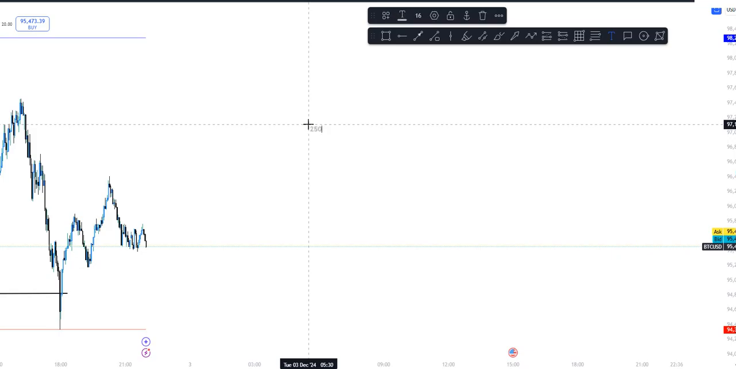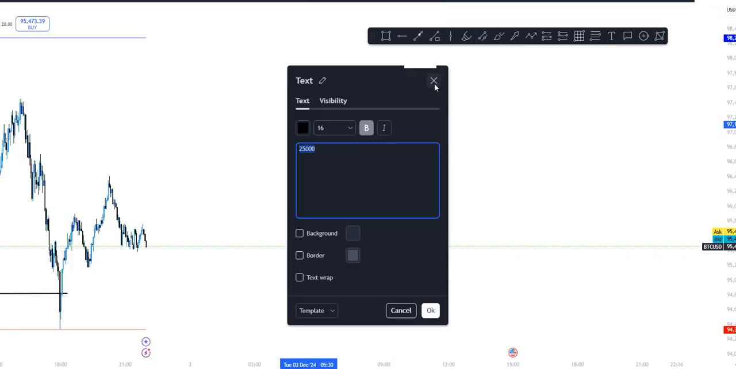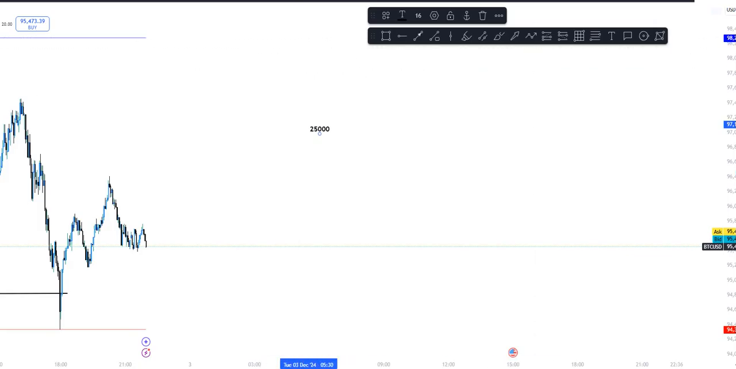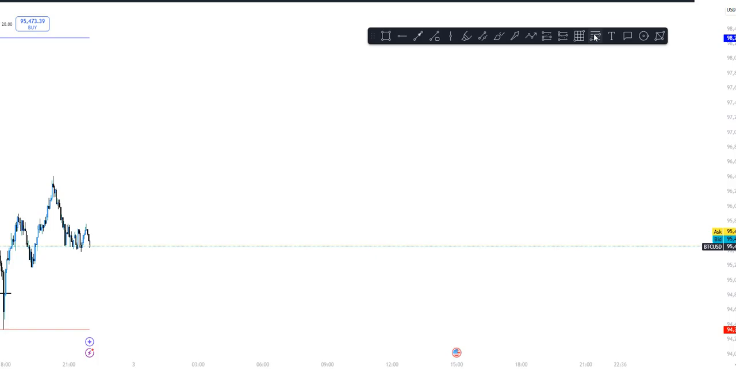Now what I have is a 100. Oops, let me just pause this. Come back. Okay, so what we have is the following: a 100k account. Now what we're going to do is trade in terms of 0.3%.